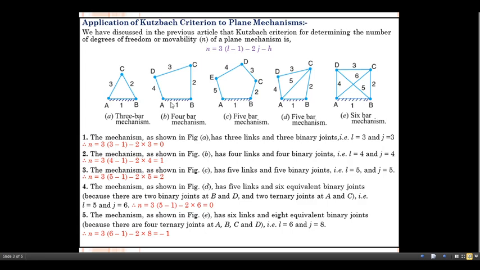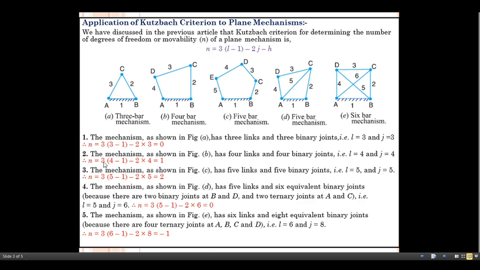So in this mechanism, the 4 links with us are 1, 2, 3, 4. Now just count the binary joints. Joint number 1 is here, then the second one is here, third one is here, and fourth one is here. So the total number of links with us is 4, and the number of joints with us is also 4. Now just substitute the values of the number of links as well as the number of joints into this equation to get the mobility or degrees of freedom.